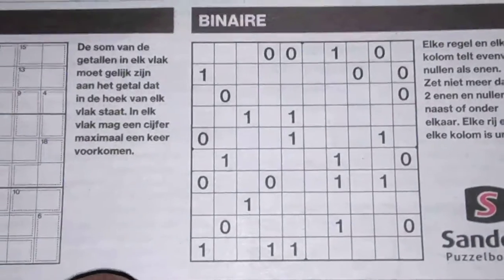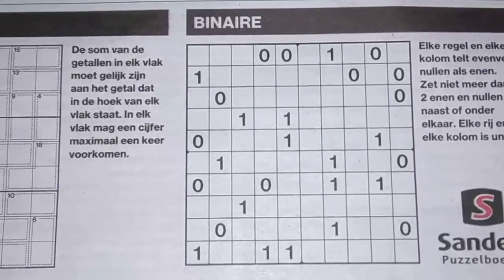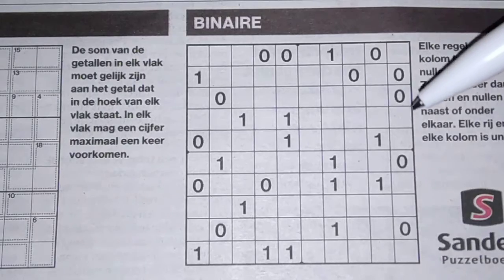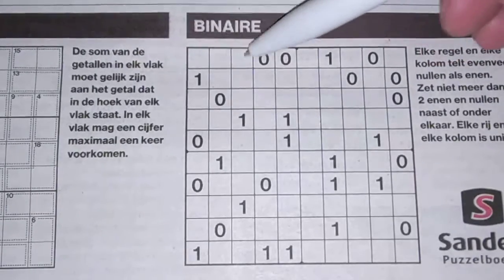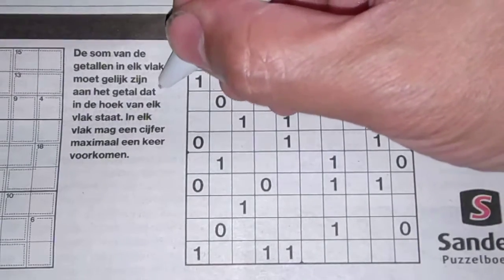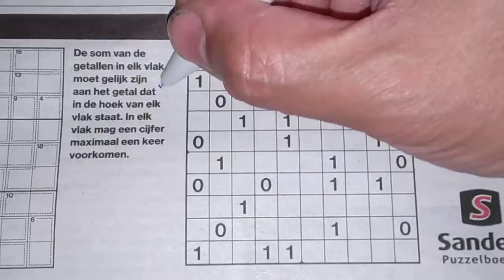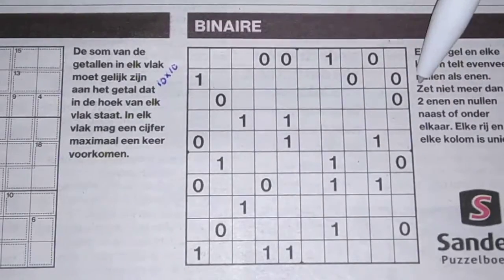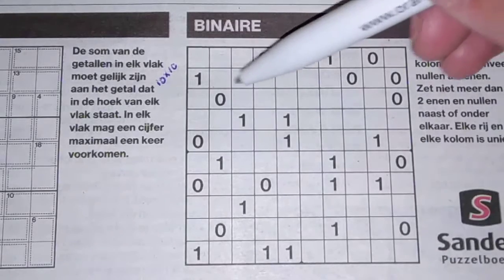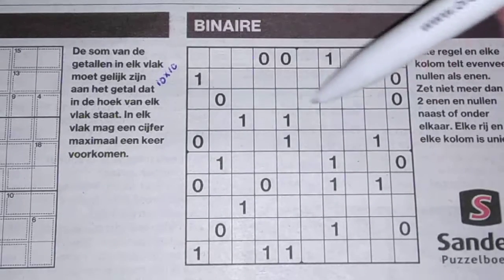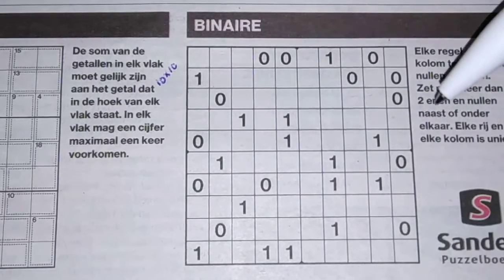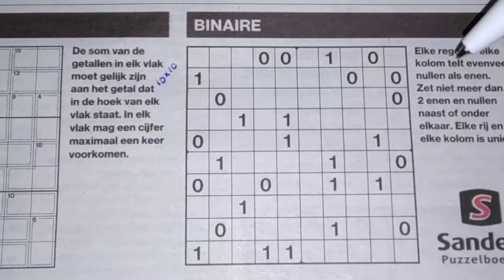So let's get started. Alright, this is a Sudoku. I think 10 by 10. 1, 2, 3, 4, 5, 6, 7, 8, 9, 10. Yes, this one is 10 by 10. That means in a row or in a column, there are always 5 0's and 5 1's. So let's get started.